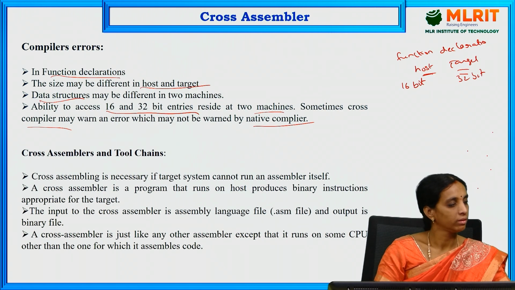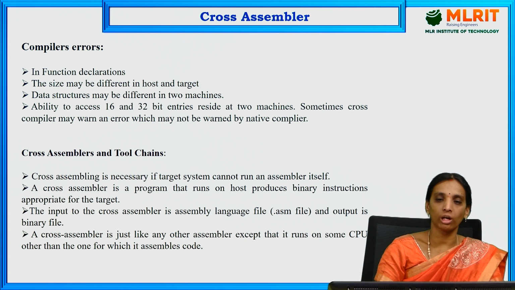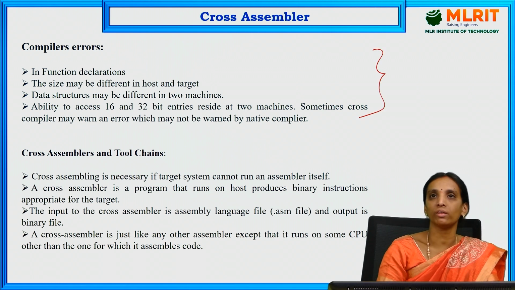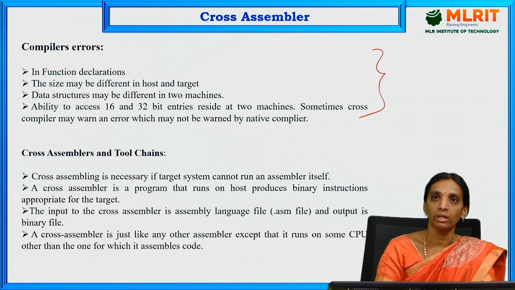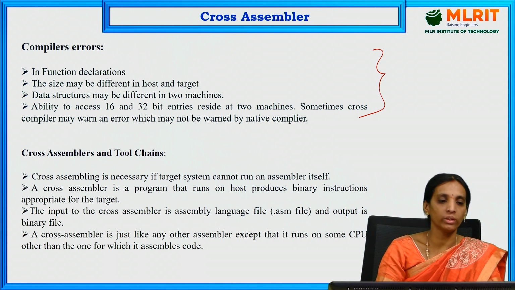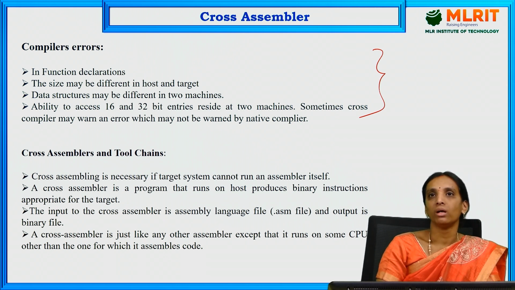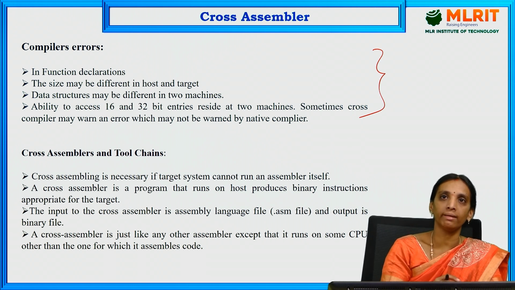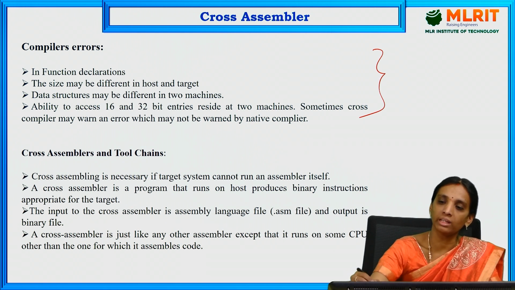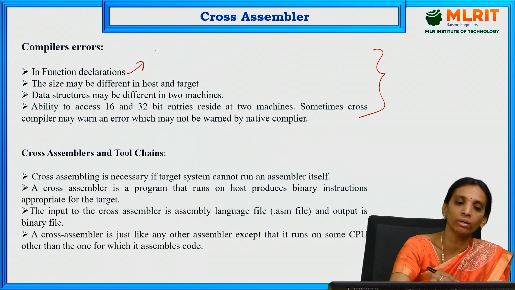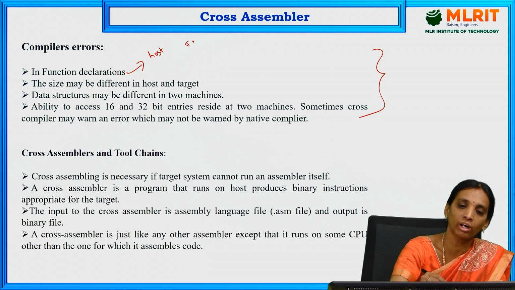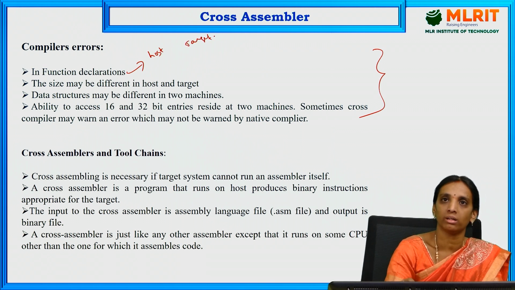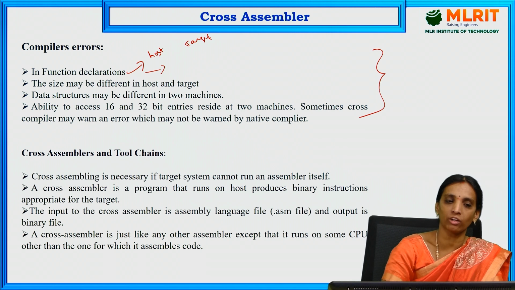Next one is cross assemblers. But first we need to discuss the errors occurring due to cross compilers. As we have seen in the previous slide, the cross compiler is used for developing the binary image file for a program run on another platform. So if the function declaration for the host machine platform and the target machine platform is different, then we may get an error in the cross compiler.